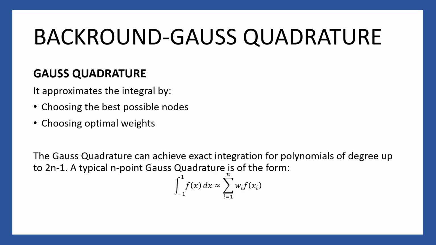It approximates the integral by choosing the best possible nodes and optimal weights, and it uses a formula where it takes the sum of the product of those weights and the function at those nodes, and by so doing it aims to approximate the integral. This method is supposed to be a bit easier than classical methods like the trapezoidal rule and Simpson's rule.